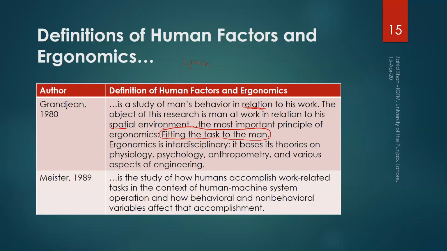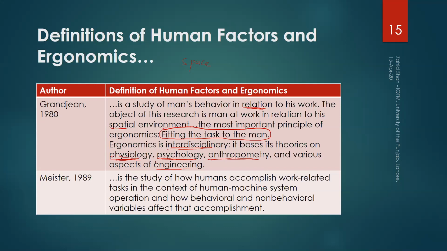Ergonomics is interdisciplinary. This is very important as well. So it bases its theories on physiology, psychology, anthropometry, and various aspects of engineering. So you can see different fields are there. Physiology is actually the basis of our first module. Psychology is there in the third module, cognitive ergonomics. Anthropometry is also very important for physical ergonomics, and various aspects of engineering are also involved.